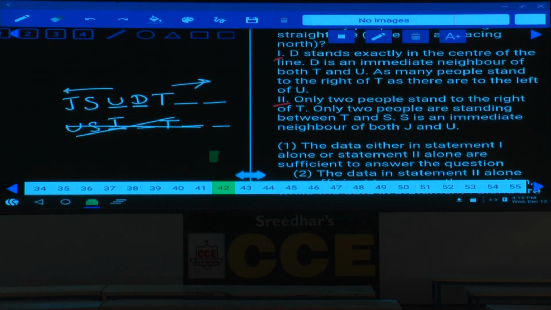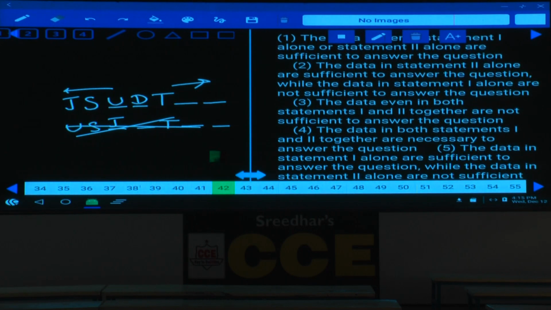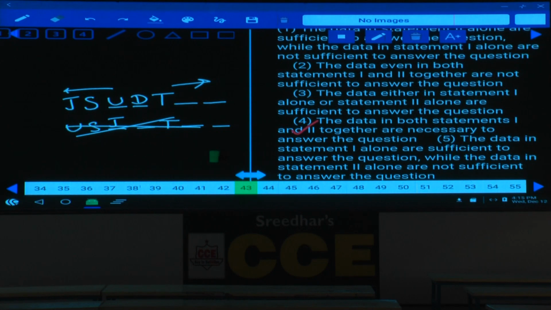Are you getting the answer or not? And so how many persons are there in this row? There are 7 persons in this row. And so how do we get the answer here? Only by combining both the statements you are getting the answer. Choice 4 is the answer. Clear now? The data in both the statements 1 and 2 together are required to determine the answer. Then question number 43.